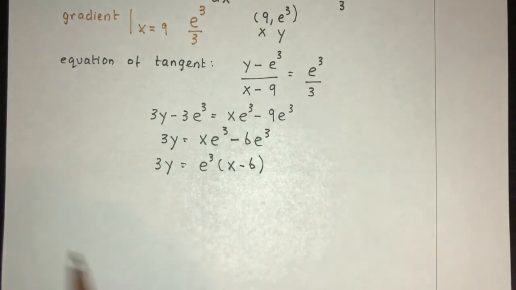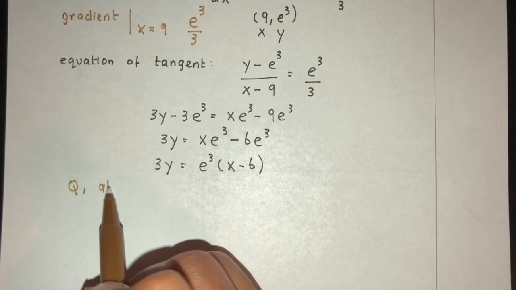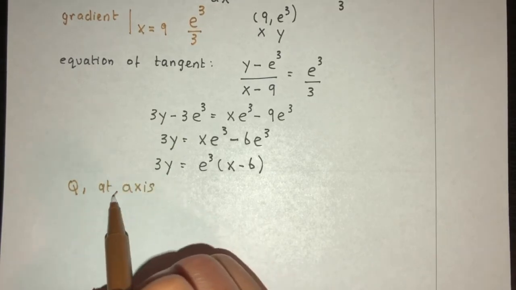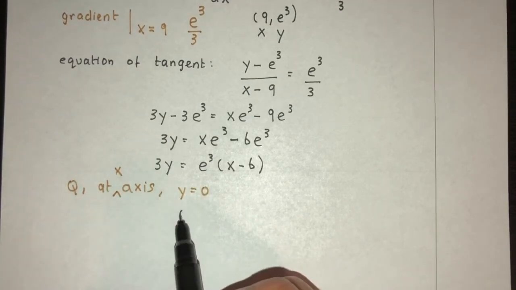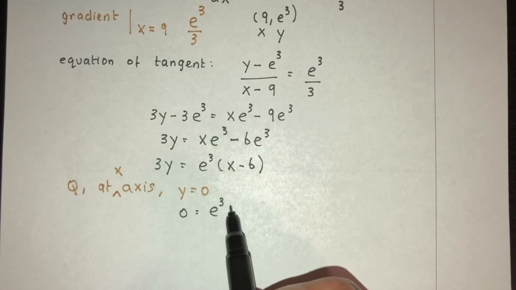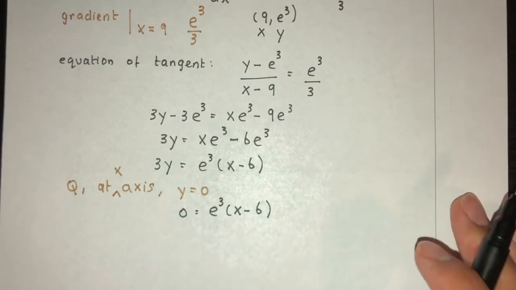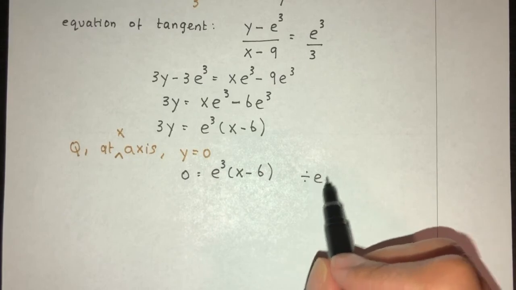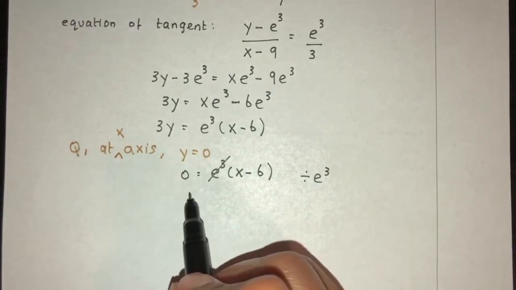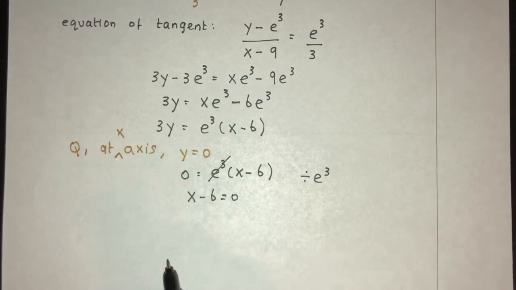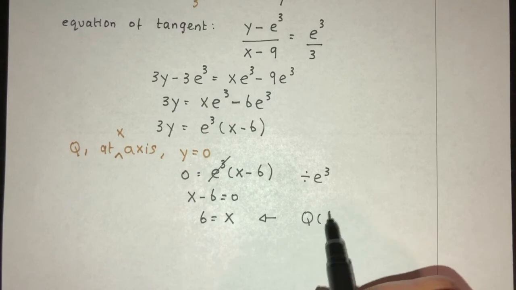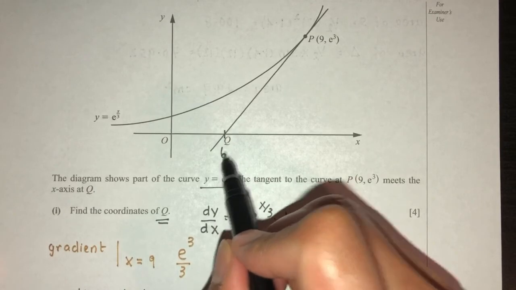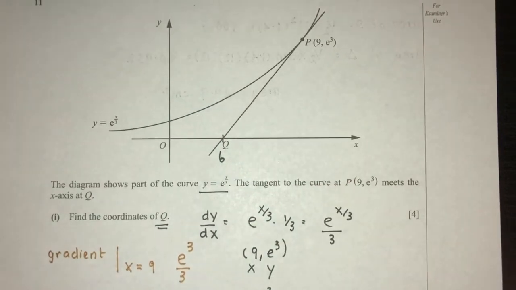Now we have to find the point Q. Q is where? It is at the x-axis. So at the x-axis, what do we know? We know y is equal to 0. So you will have 0 equal to e^3 times x minus 6. First thing we can do is divide by e^3 everywhere. This will go away, so you will have x minus 6 is 0. So 6 will be x. So Q will be (6, 0). That is for part 1.